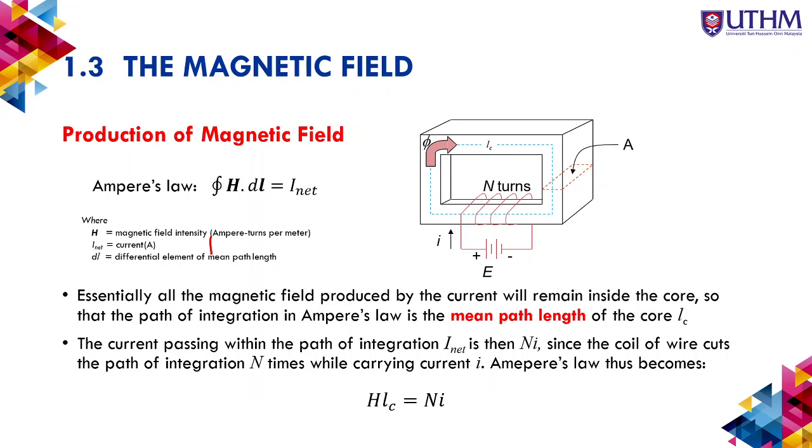So this is how to generate. If you can see the figure here, this figure is like a generator. It's like a transformer. Actually, it comes from Ampere's Law. If you go through Ampere's Law, we can see the integration of the magnetic field intensity. H is the magnetic field intensity with respect to dl. dl is the differential element of path length. When we integrate the magnetic field intensity, we get I net, the total current.